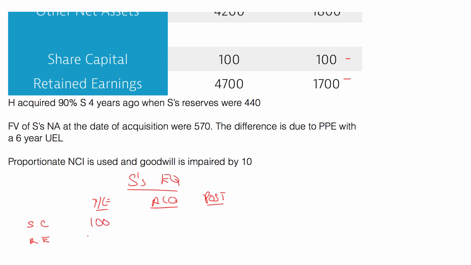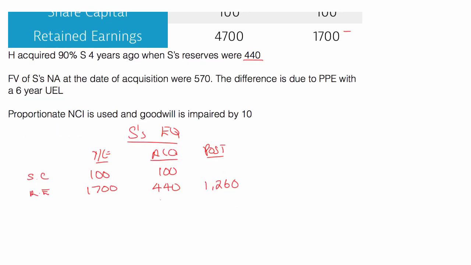100, 1700. Presume share capital was the same at acquisition, then get the acquisition reserves, which were 440. Get your calculator out if you need to work out the post acquisition, which is 1260. If I added those two together, that will get me the book value of S's equity and S's net assets, where the fair value is 570. So I need to make a 30 adjustment. I need to know what that 30 is for.